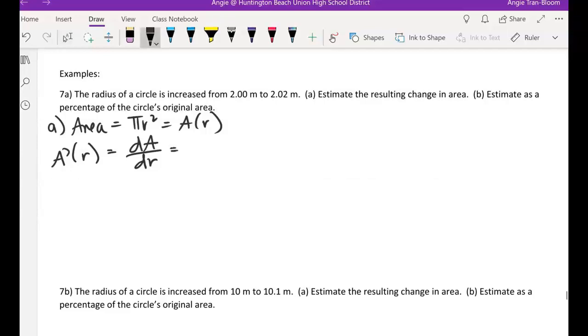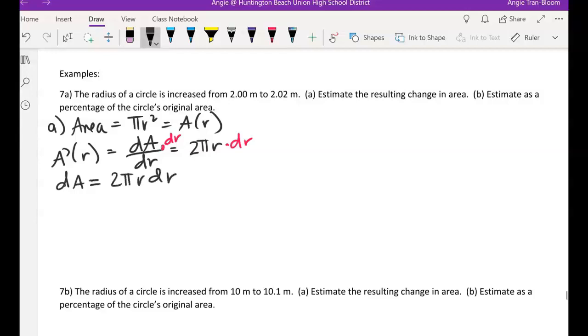So, derivative says power rule, drop down to 2 times pi times r, voila. Then I would like to solve for dA, which means I need to multiply both sides by dr. Would you agree? So, dA equals 2 pi r dr.